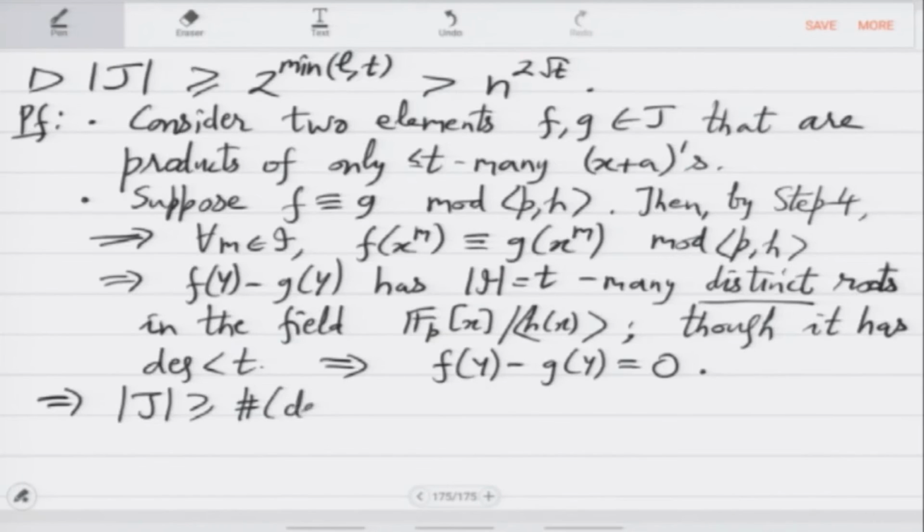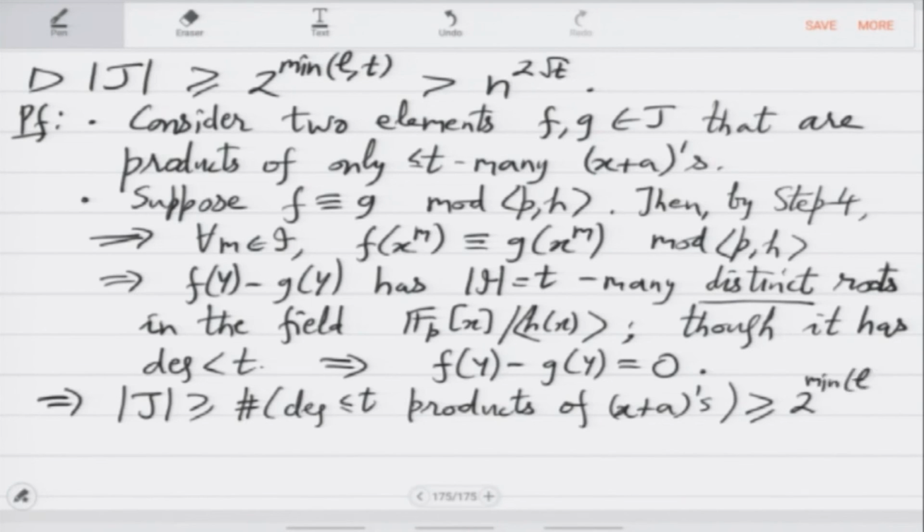So, number of degree less than or equal to t, so this is at least 2 raised to min of L and T as claimed above. Okay. Well, this is not finished yet. We have to prove the second inequality also.